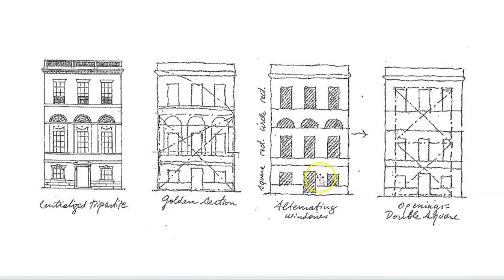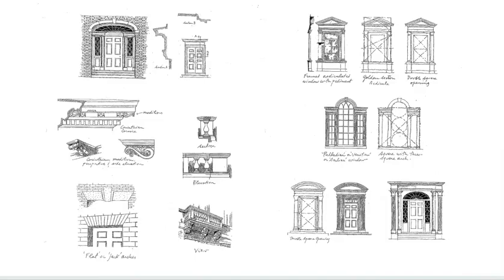Here's alternating windows. You can see the different types. Alternating is rhythmic, just like in music. A little break up in the routine is most helpful. Openings in the double square. And with all these, there are all the small parts that create architecture that have extra details.